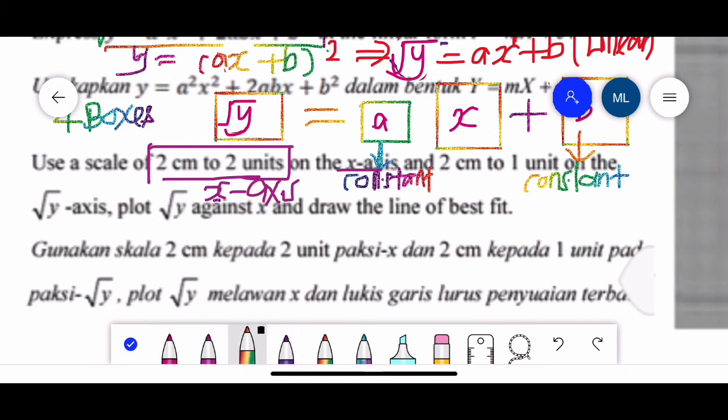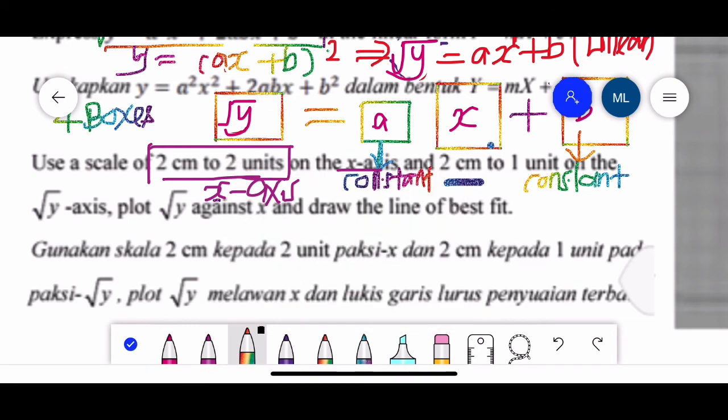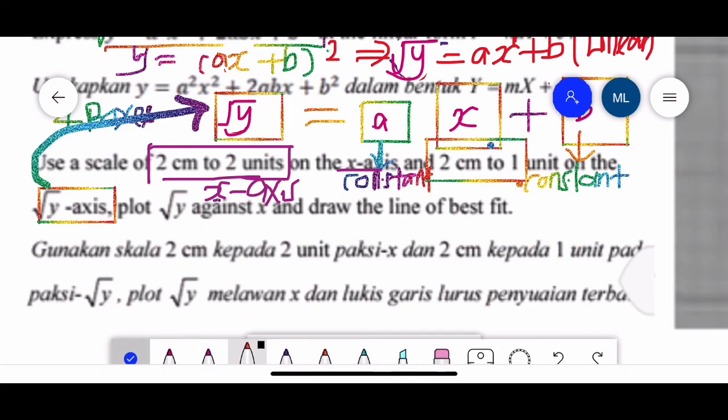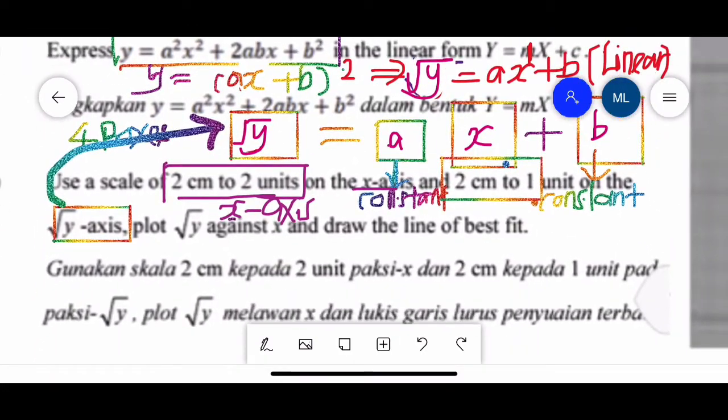We actually read the scale now, 2 centimeter to 2 unit on the x-axis and 2 centimeter to 1 unit on the square root y-axis, which is the big y-axis, right? So that means the big Y there, you can connect to the equation. The question already hints you the big Y is actually square root of Y. If you didn't read the question, you are not aware that the square root Y is actually the big Y. Alright, so now we are going to plot the graph.